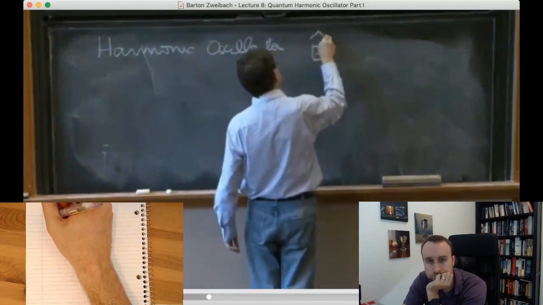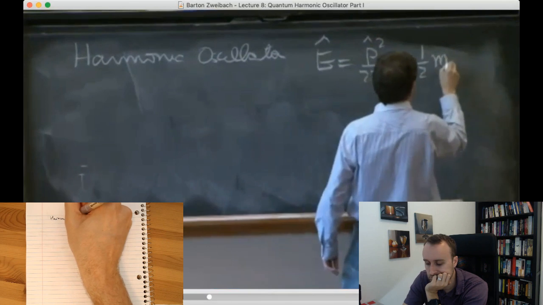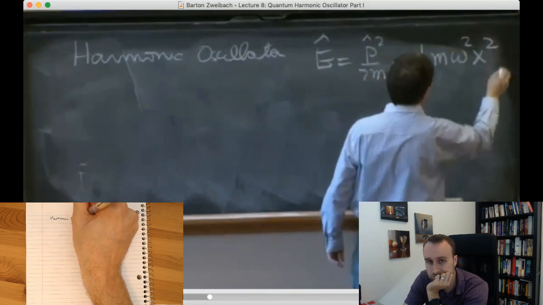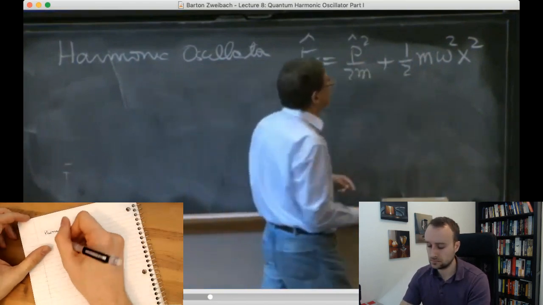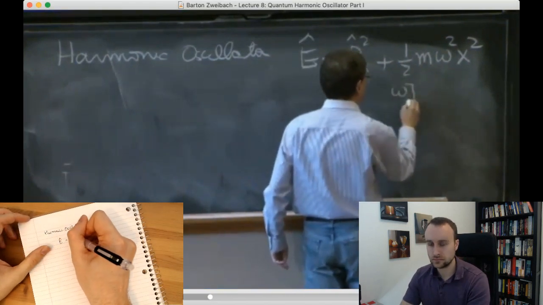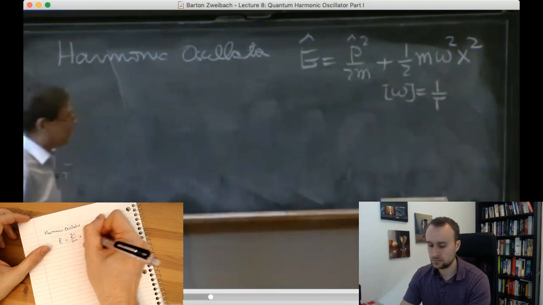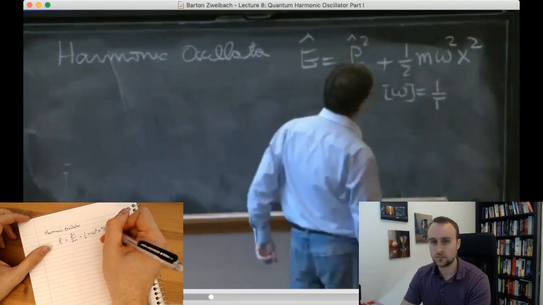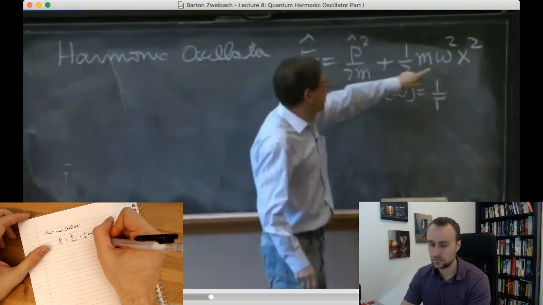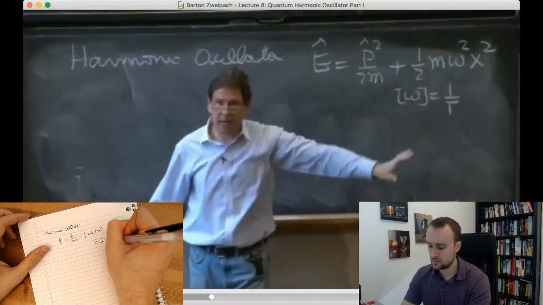Well, the energy operator is p squared over 2m, plus 1/2 m omega squared x squared, where omega is this omega that you always think of as angular velocity, or more like angular frequency. Omega has units of 1 over time. It is actually 2 pi over the period of an oscillation, and this you know from classical mechanics. If you have a harmonic oscillator of this form, it actually oscillates with this frequency. And E is the energy operator, the energy of the oscillator.